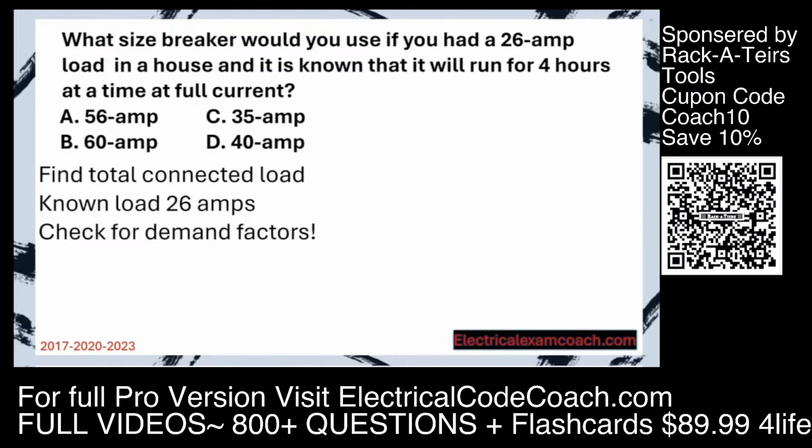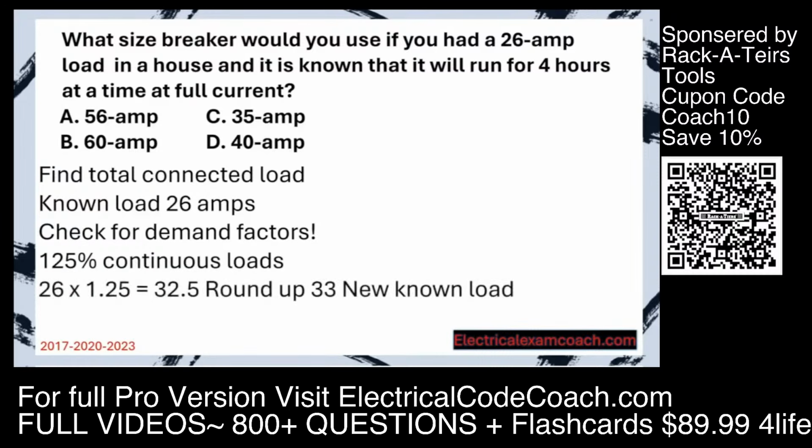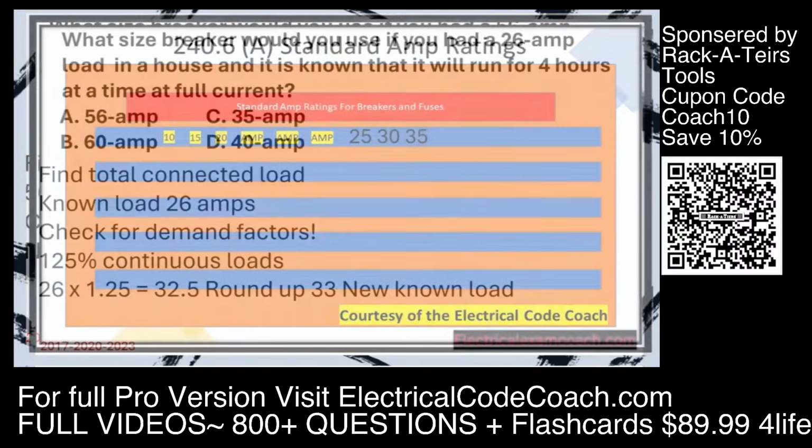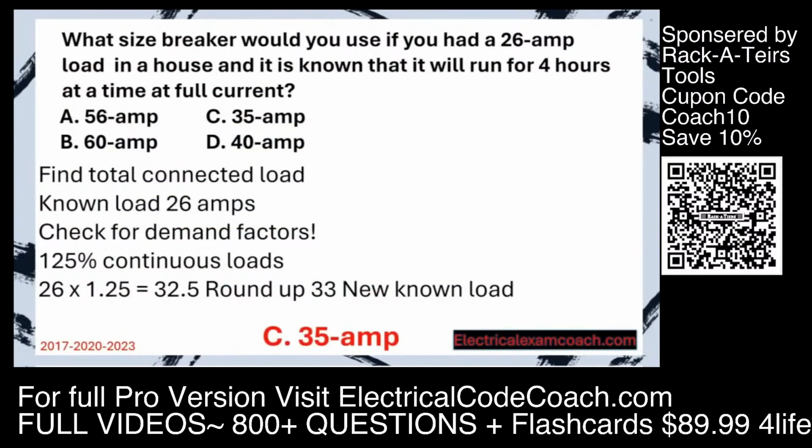Any load that's expected to run for 3 or more hours at its full current must have that 125% continuous load multiplier. So we take our known load multiplied by 1.25. That gives us a new known load of 32.5. In that case, we would round up to 33, and that's our new known load. Then we head to table 240.6(A), and we choose the next size up. And in this case, it's going to be a 35 amp breaker. Great job.